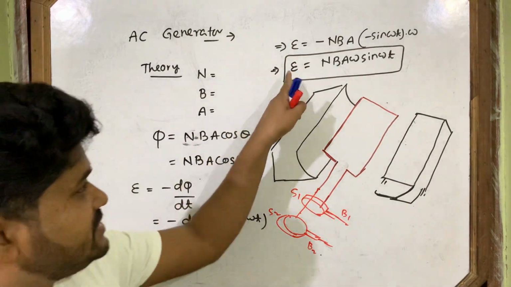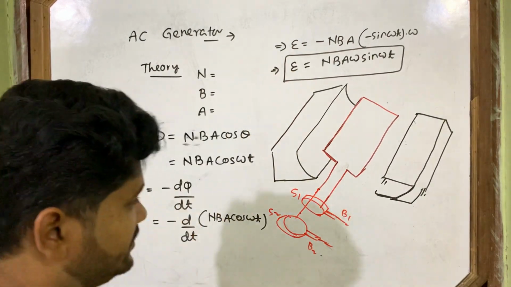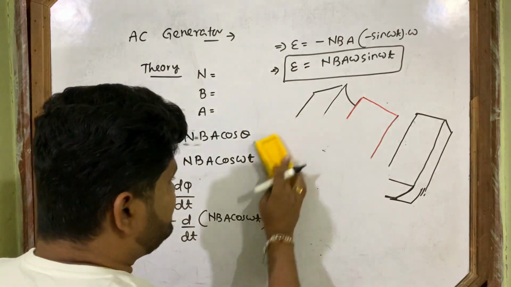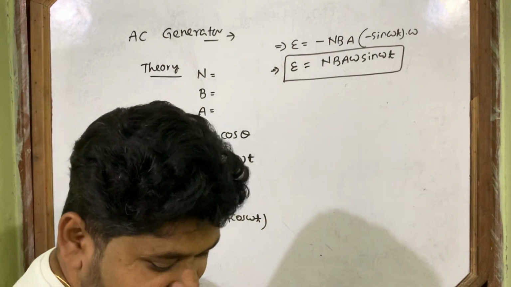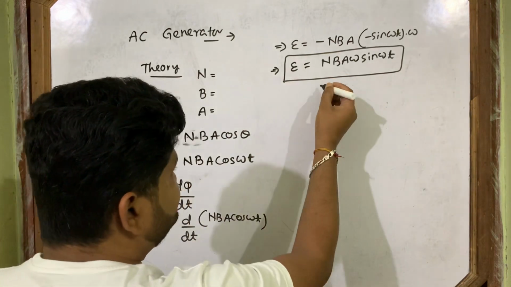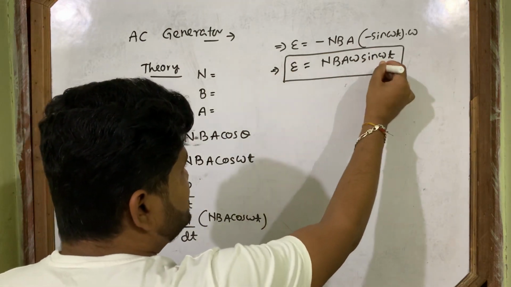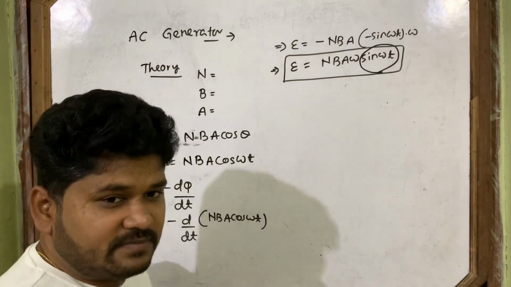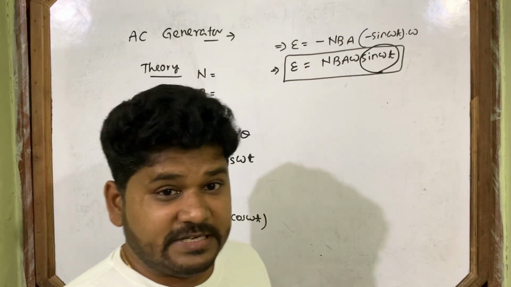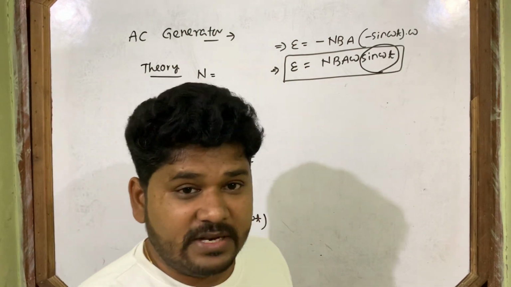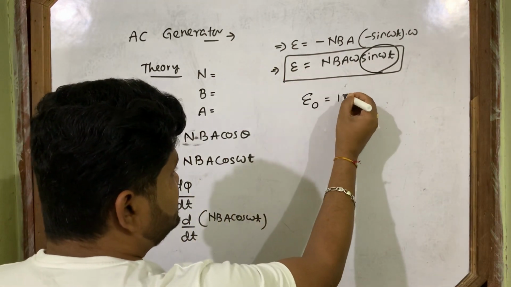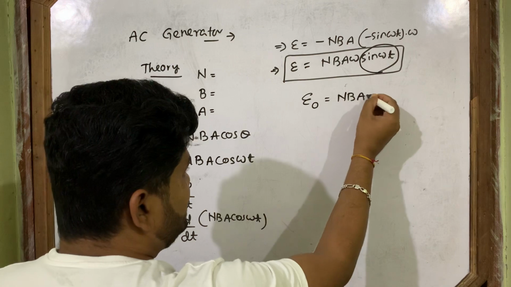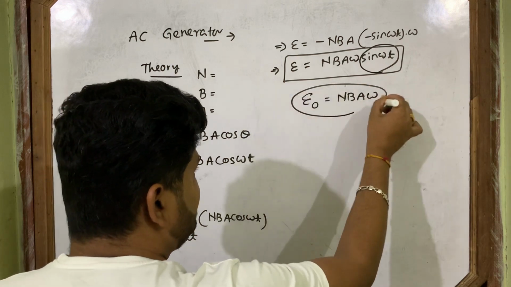But what is the maximum value of this EMF? Here you see, this EMF will be maximum when sin omega t is 1. The maximum value of sin omega t is 1. When it is 1, EMF is maximum, and I am writing the maximum value as E naught, that is NBA omega. This is the maximum value of EMF.